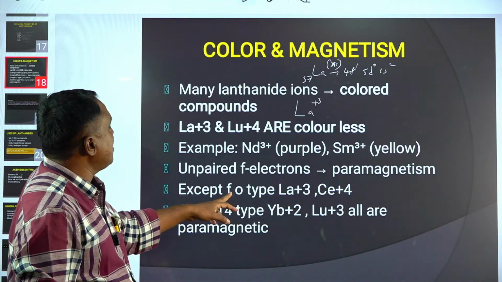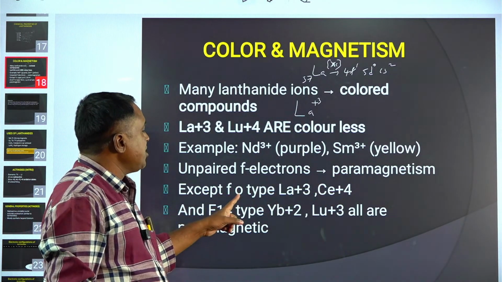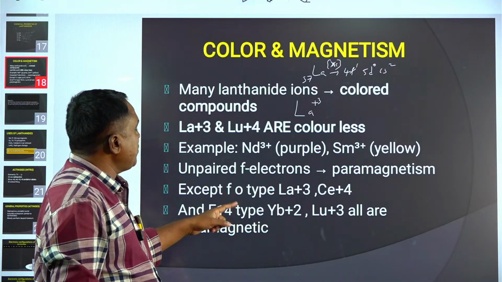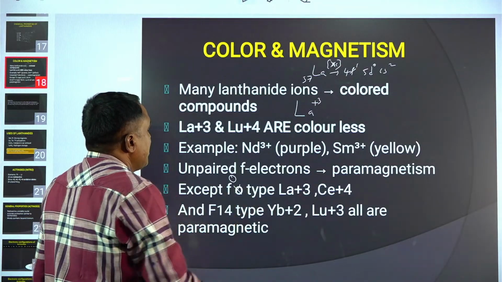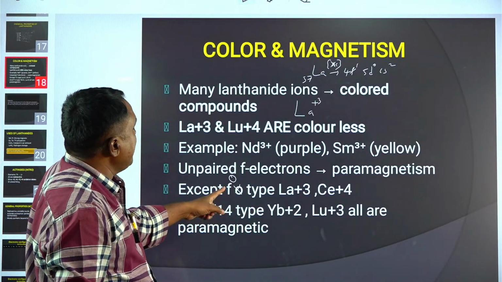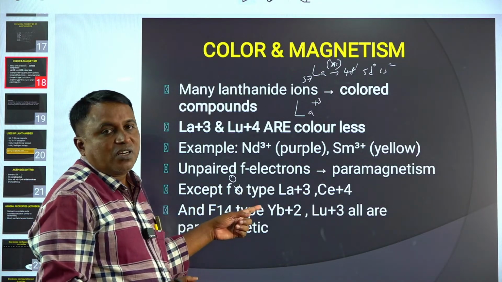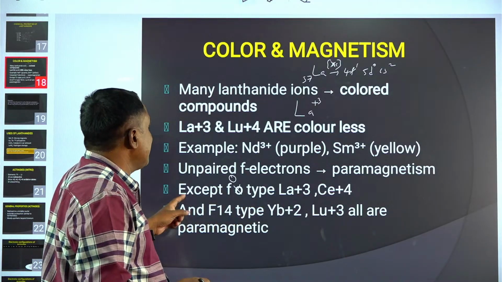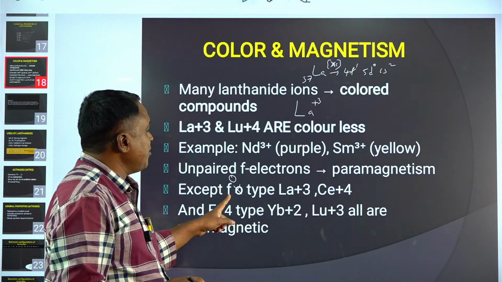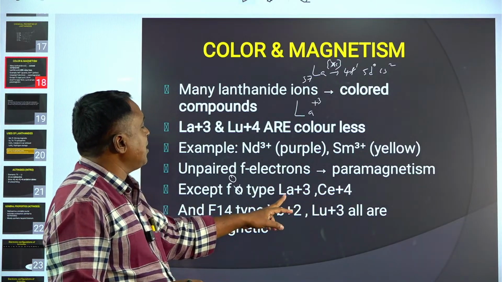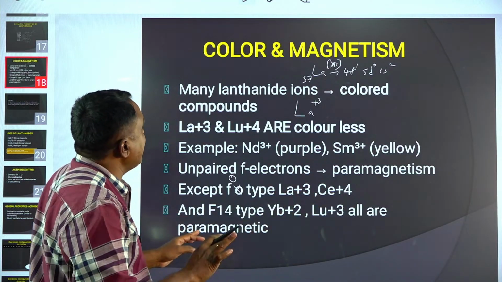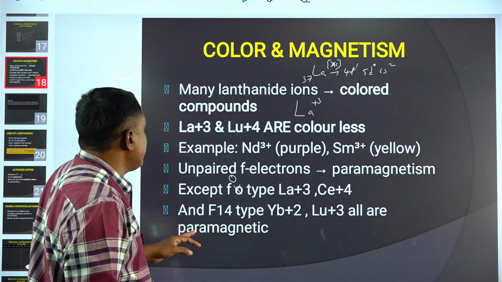Except f0 type. This is f0 type. In case of f0, we have no unpaired electrons. Lanthanum plus 3 and cerium plus 4 are f0 type. In lanthanum plus 3 and cerium plus 4, there are no unpaired electrons.